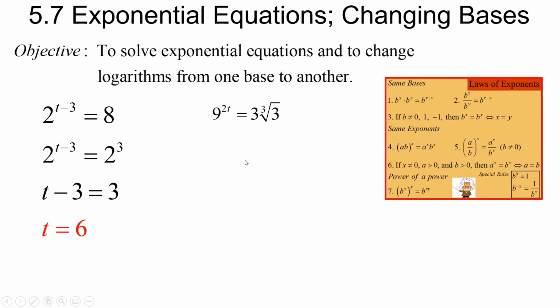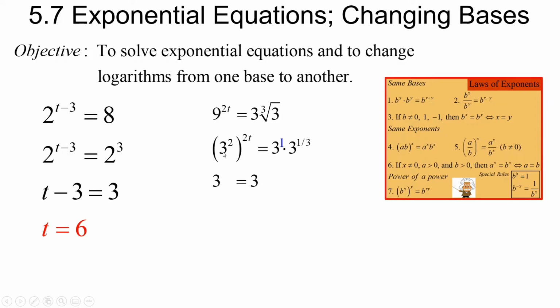Okay, now this one's a little more complicated, but we can still do the same thing because we have base 3 on the left and base 9 on the right, and we can write a base 9 number as a base 3 number. So that 9 we're going to think of as 3 squared, and then over here on the right we have a 3 to the first. And this cube root of 3 we're going to write with a rational exponent. That would be 3 to the 1/3. And now we are base 3 on both sides.